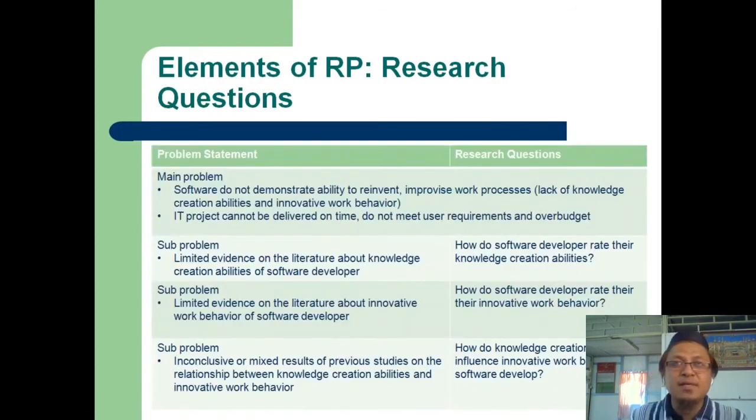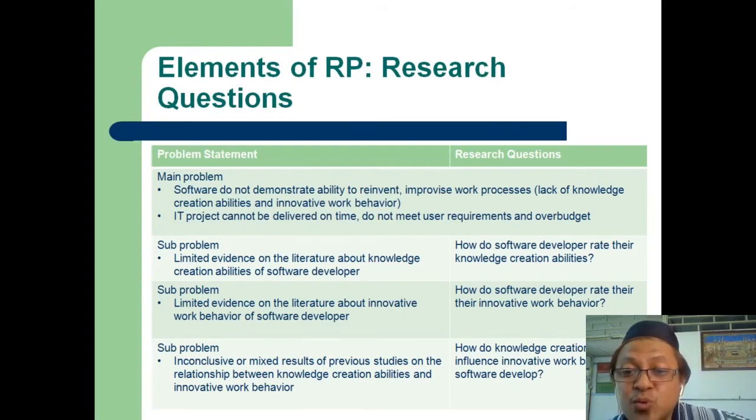Okay, let's look at this table. Here in this table I've shown you one main problem. The problem here is that software developers do not demonstrate the ability to reinvent and improvise work. They lack knowledge creation abilities and innovative work behavior. So this is the real problem.